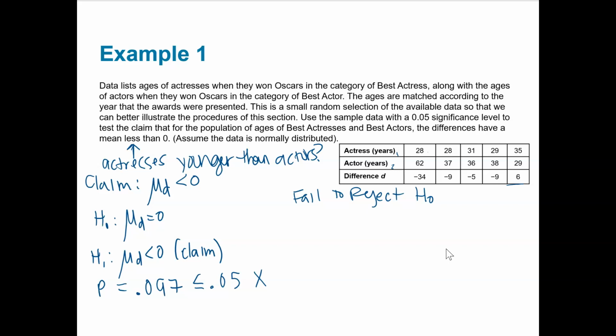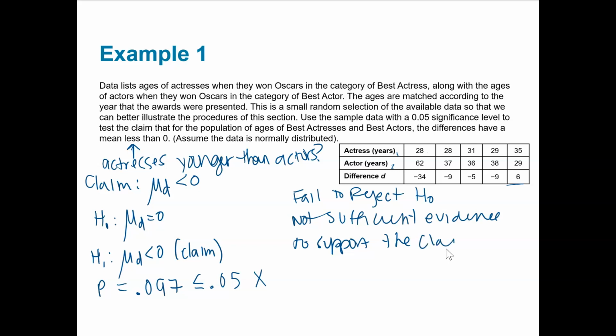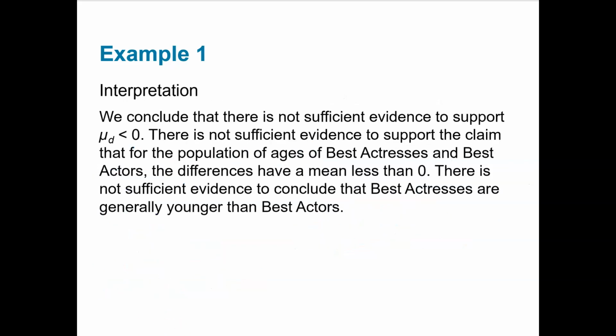So what that means in this case is that there's not sufficient evidence to support the claim. So that means that there's not significant differences. The differences are pretty close. The actresses are not always younger than the actors. So there's the interpretation. So let's do example 2.